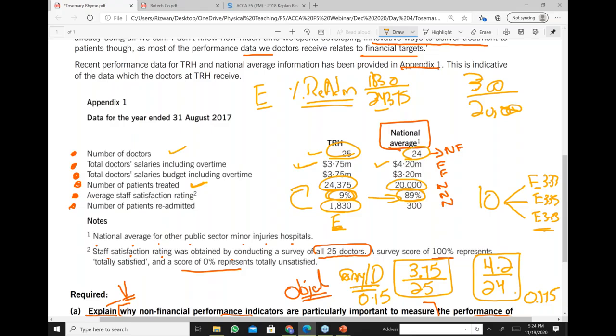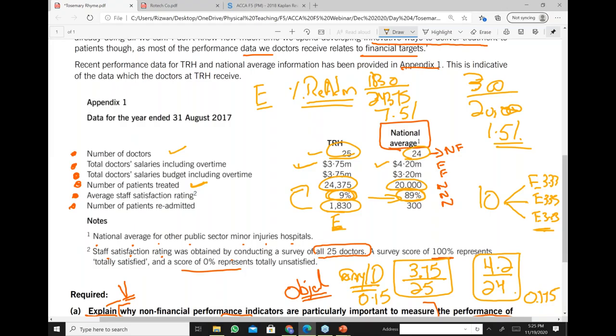So 7.5% were readmitted, whereas the national, wow, just 1.5% readmitted. 7.5% readmitted in our case and 1.5% in case of national, which means, are we good or not? Come on, decide. We are bad in effectiveness.